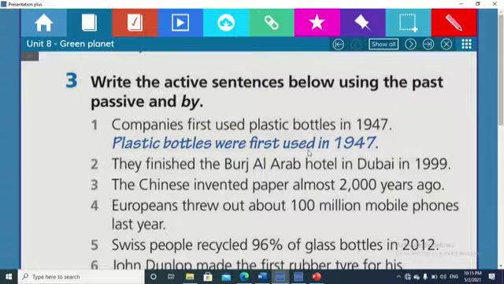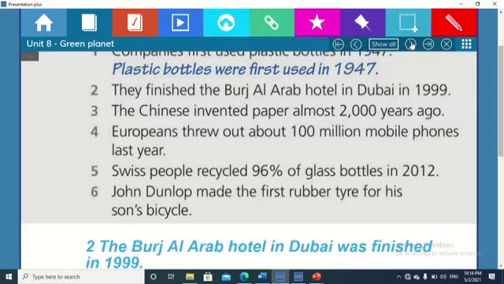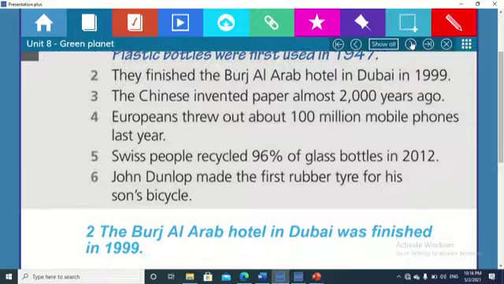Okay, again, stop here. Try to change the sentences into past. So they finished the Burj Al Arab Hotel in Dubai in 1999. So this one, in 1999, is just an adverb of time, so we don't need it in the change of the sentence. We're only caring about the three elements: the subject, they, finished, the verb, and the Burj Al Arab Hotel in Dubai. Here is the object, so we start with the object. The Burj Al Arab Hotel in Dubai was finished in 1999.